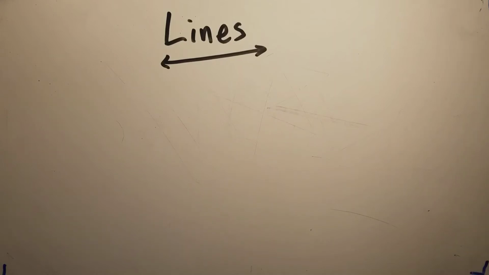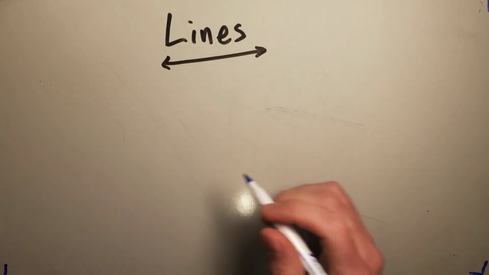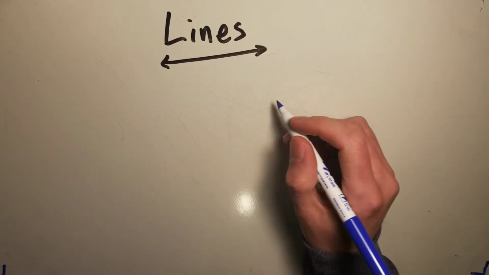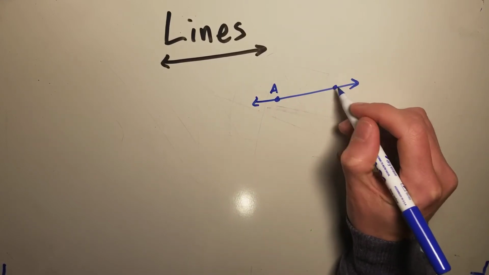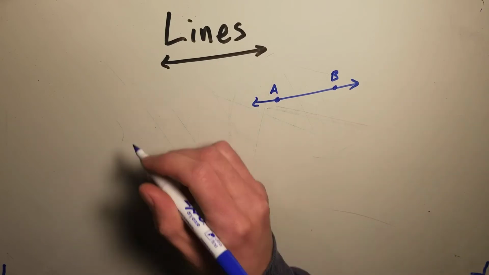Hey guys, today we're going to talk a little bit about lines. We've talked in the past about lines, like how to notate a line. Let's say we have this line here. We can call this line AB.